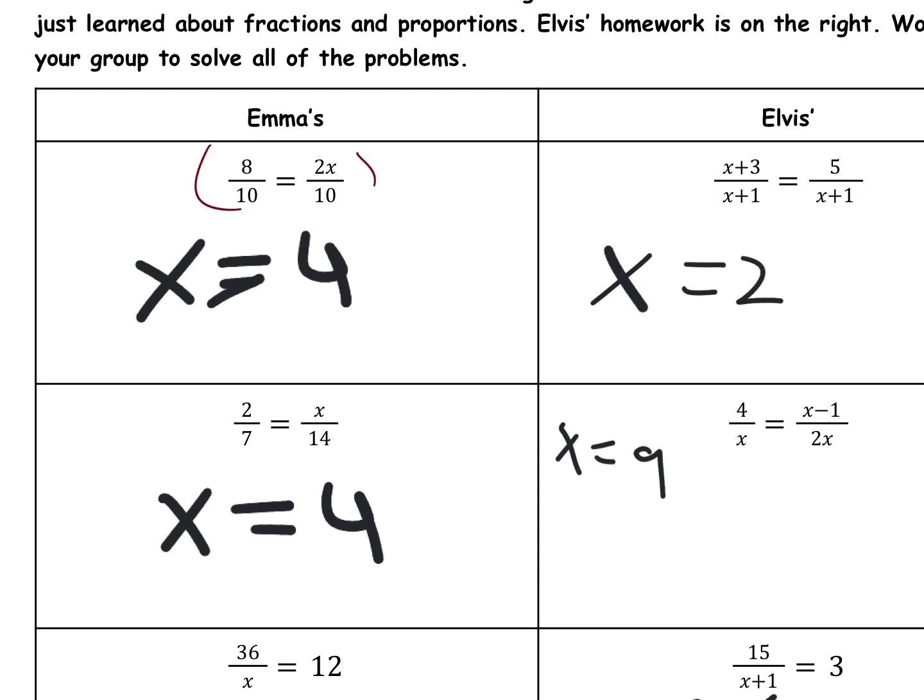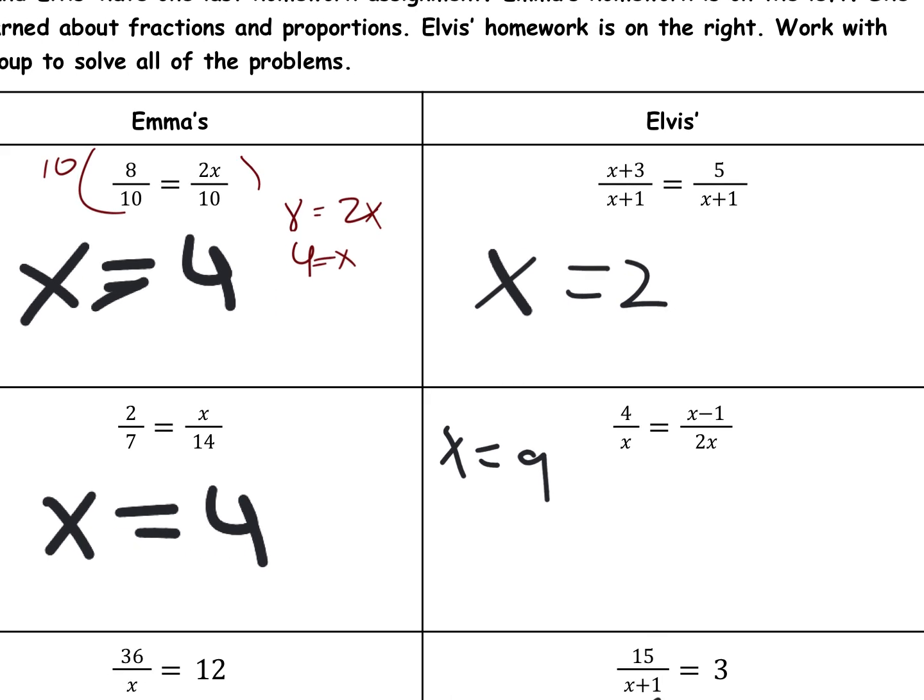You could have multiplied across by 10. Do you agree? That would have given you 8 equals 2x, and then you would have had x equals 4. So we basically just eliminated the denominator, right? The next one, you could have multiplied across by, once again, x plus 1. Just eliminated the denominator, and you got x plus 3 equals 5. So x equals 2.